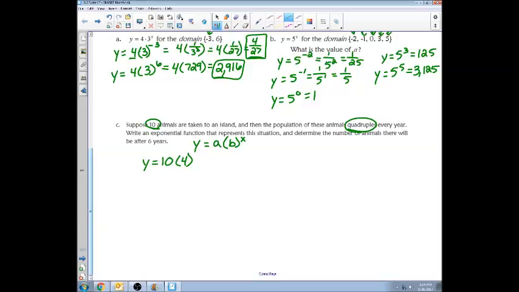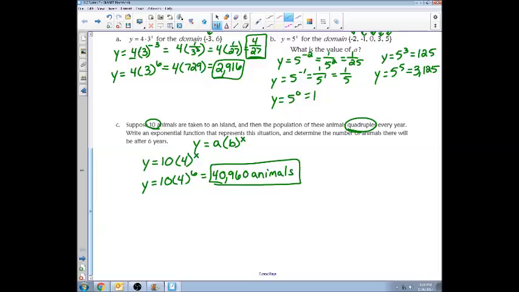Write an exponential function that represents this situation. When it asks you that without giving you a number of years, it wants you to just put x in for the time. After that, now it says, and determine the number of animals there will be after 6 years. So it would be y equals 10 times 4 raised to the 6th. If we type that straight through on our calculator, you're going to end up with 40,960 animals after only 6 years, if obviously nothing is killing them off.